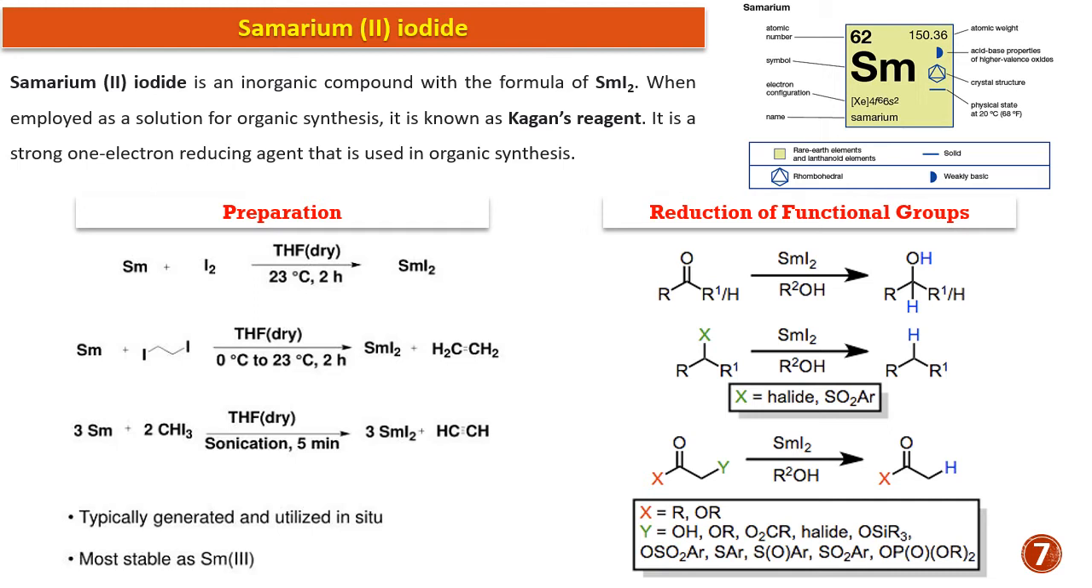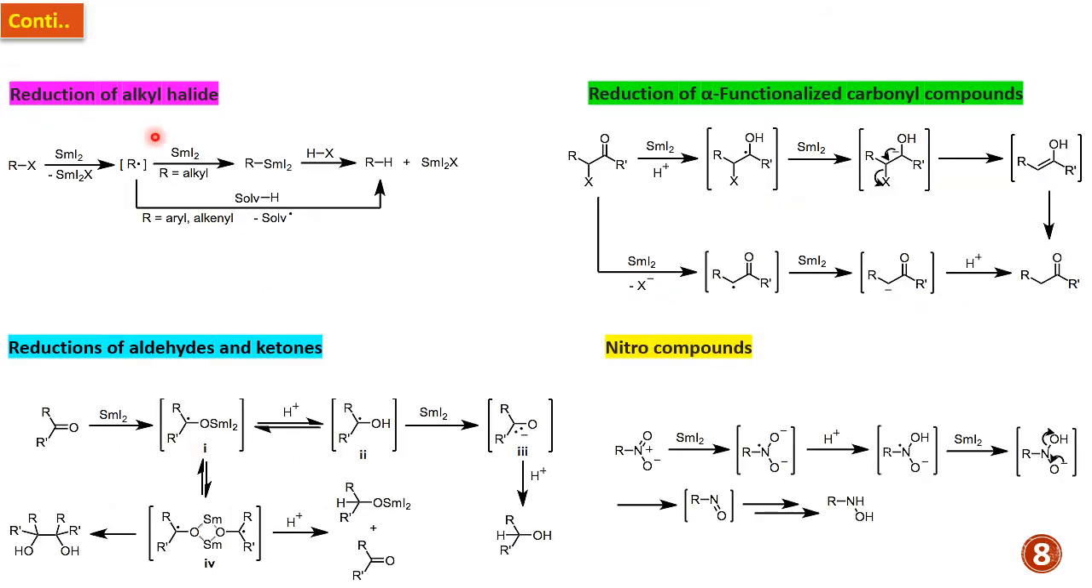It is used for the reduction of various functional groups. We can reduce the carbonyl into alcohol, we can reduce the alkyl halide, and we can reduce the alpha functionalized carbonyl compound into the desirable products. In the case of the reduction of the alkyl halide, in the presence of the samarium iodide, the halogen atom of the alkyl, alkenyl and aryl halide is replaced by hydrogen. In tetrahydrofuran, the mechanism of the alkyl halide reduction likely proceeds through a radical intermediate, and the hydrogen is abstracted from the solvent in the last step.